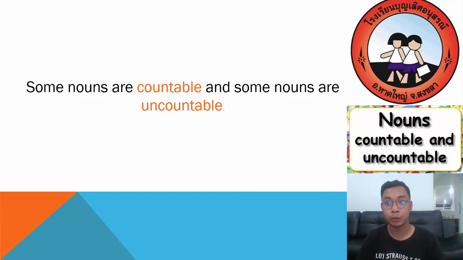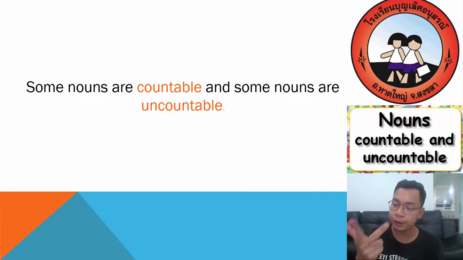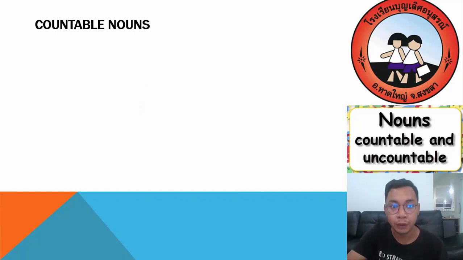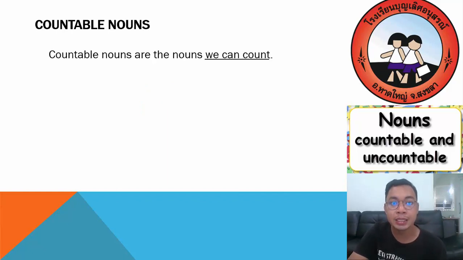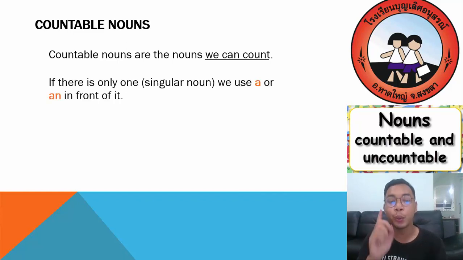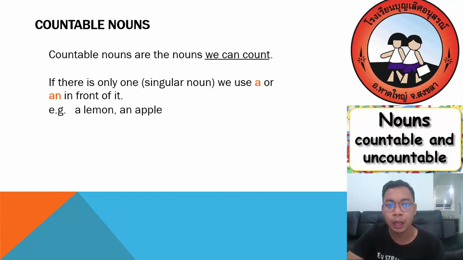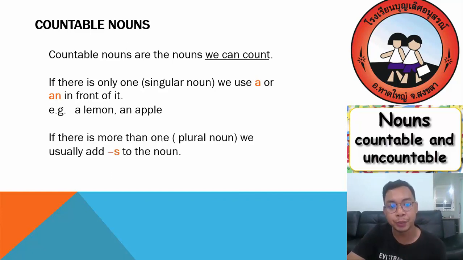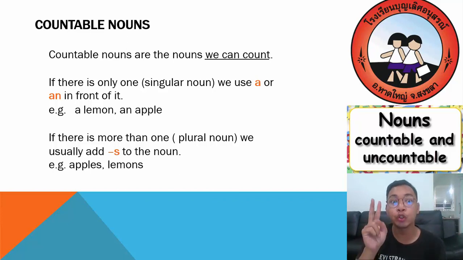Do you know the word count? Count, like 1, 2, 3, 4, 5. Now I am counting, okay? 1, 2, 3, 4, 5. This is count. Uncountable noun means you cannot count. So a countable noun is a noun that we can count, okay? If there is only one, it's called singular. We use a or an in front of it. For example, a lemon, an apple. If there is more than one, we usually add s to the noun, okay? For example, one apple, two apples.